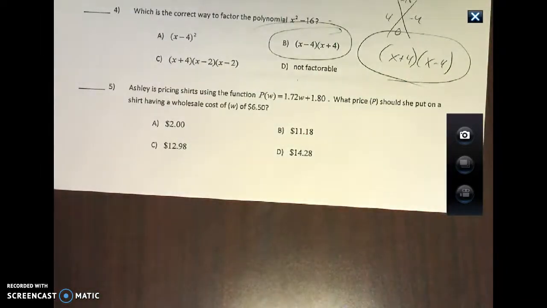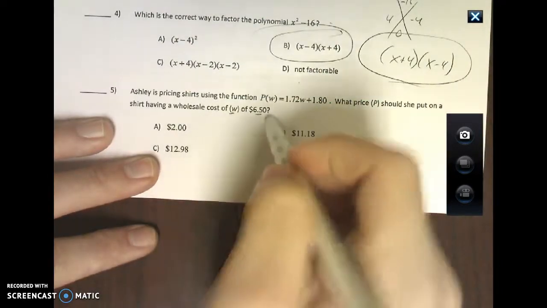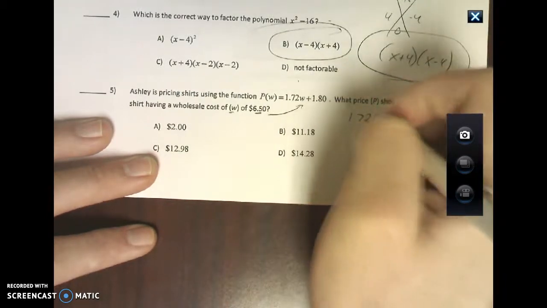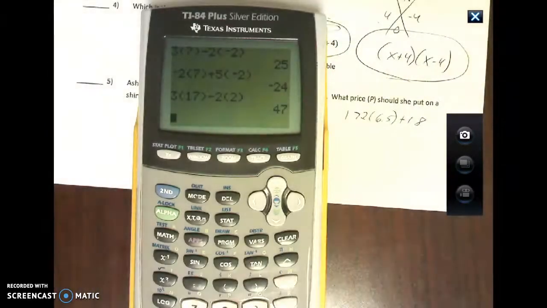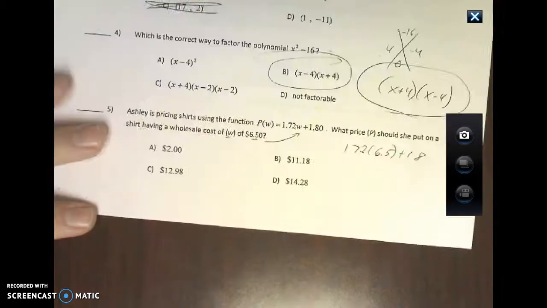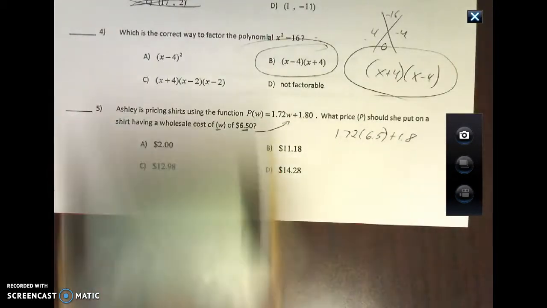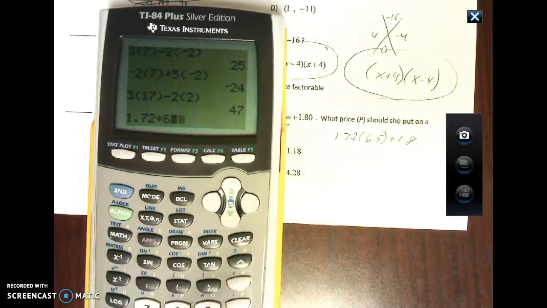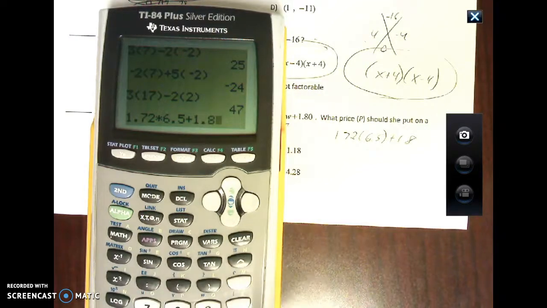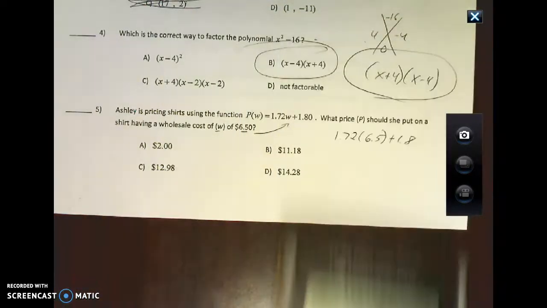Ashley is pricing shirts using the function P of W equals 1.72W plus 1.8. What price P should she put on a shirt having a wholesale cost of W of 6.5? That means you're plugging 6.5 in for W. Okay. And if we do that, we can get our answer. Alright guys, so once you have this set up, you can take your calculator. We could just do 1.72 times 6.5 plus 1.8. 12.98. Look at your answers. There's C. Got it. Alright?